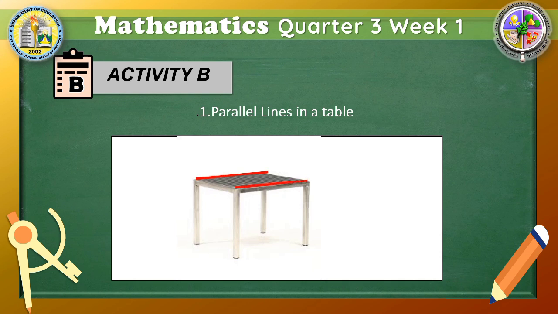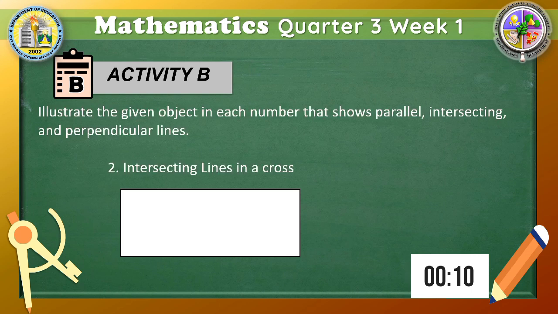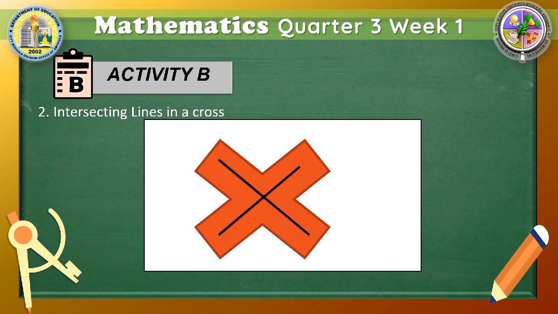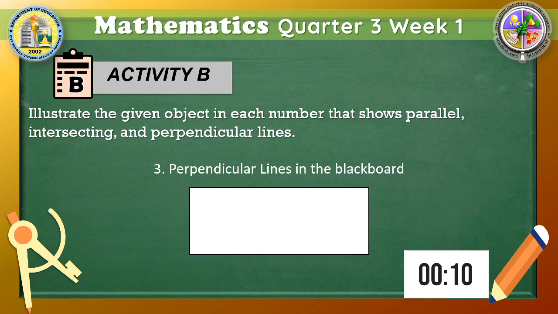Very good. Next, number 2, intersecting lines in a cross. I'll give you another 10 seconds. Let's check your answer. Yes, you're right. Look at the line. Very good. Let's proceed to number 3, perpendicular lines in a blackboard. I give you another 10 seconds.